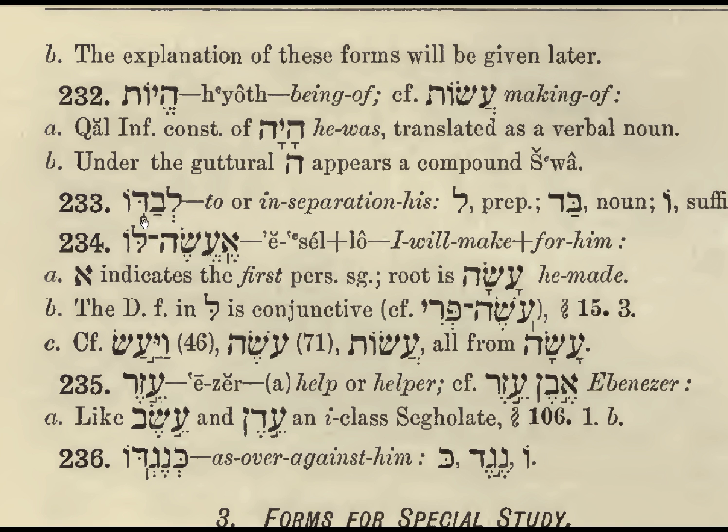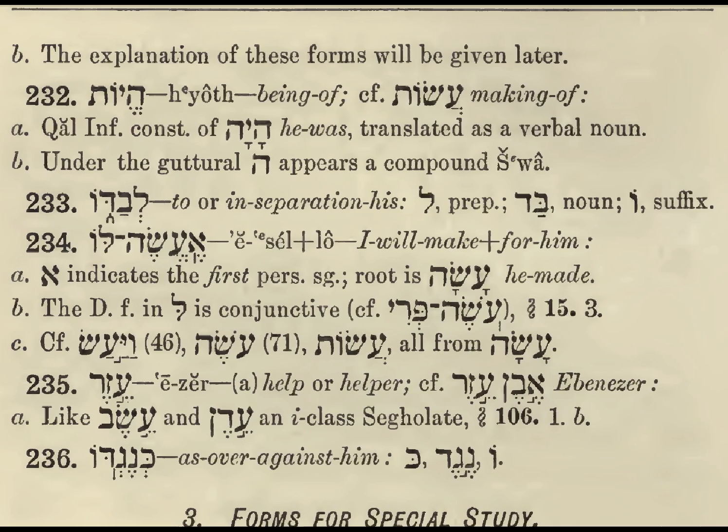Lebado. To or in separation, his. So to or in his separation. Le, preposition. Bad is the noun, o is the suffix. In this case, his.